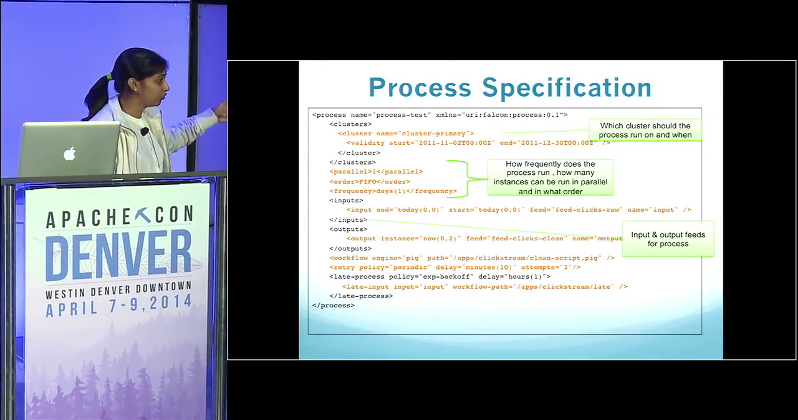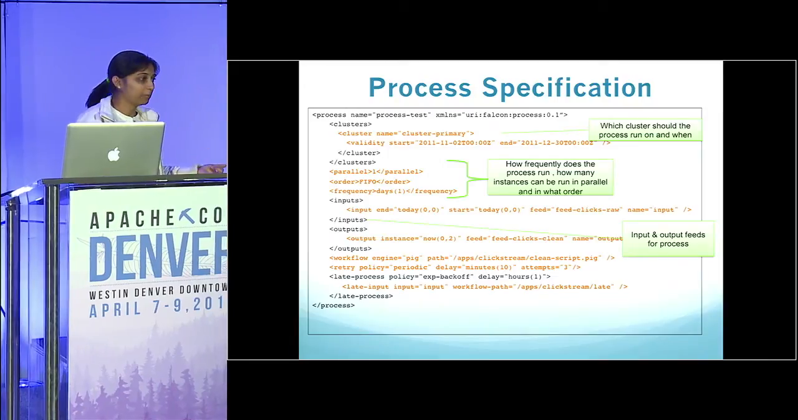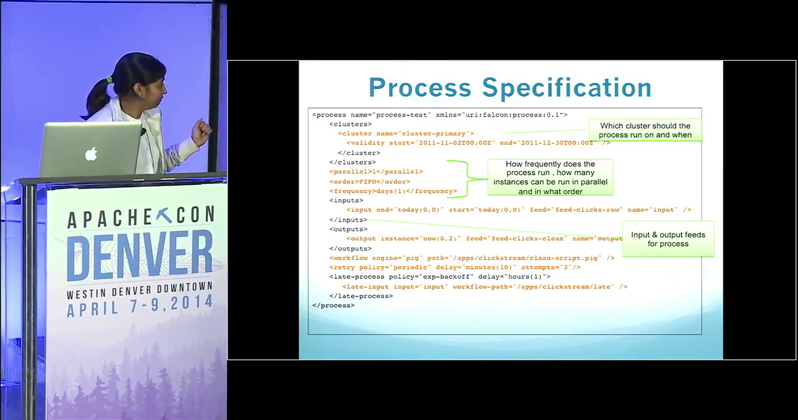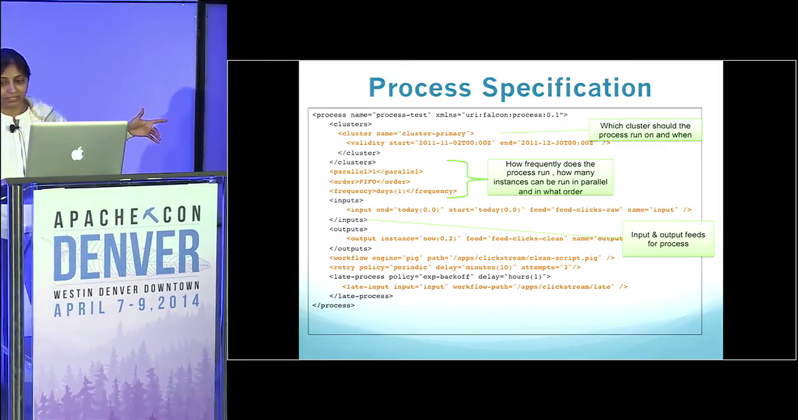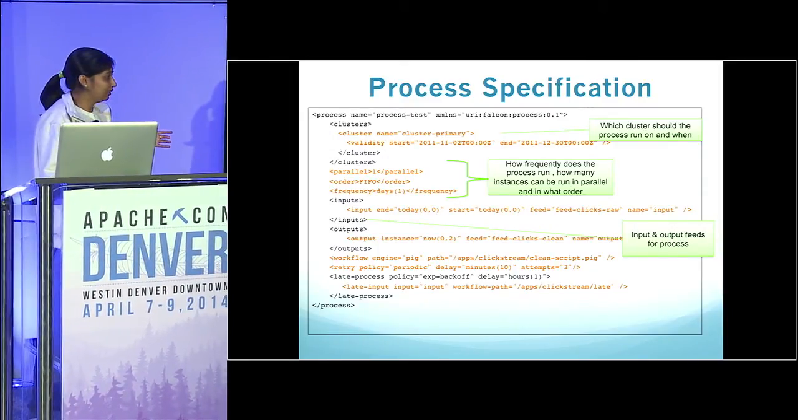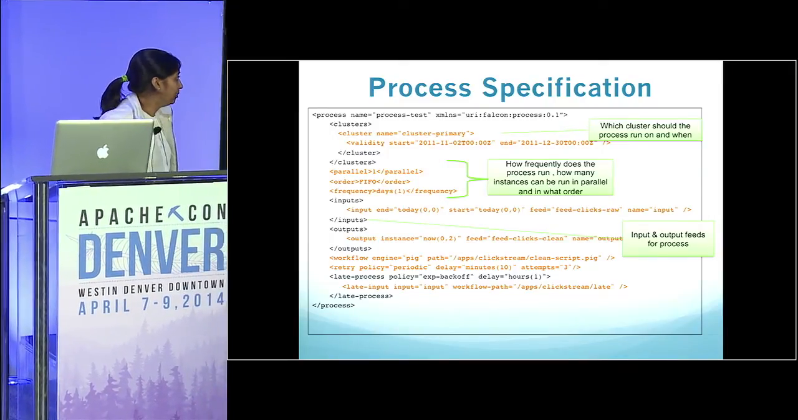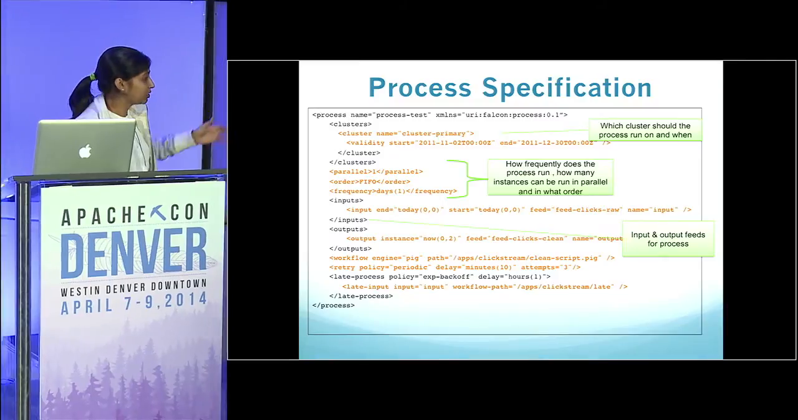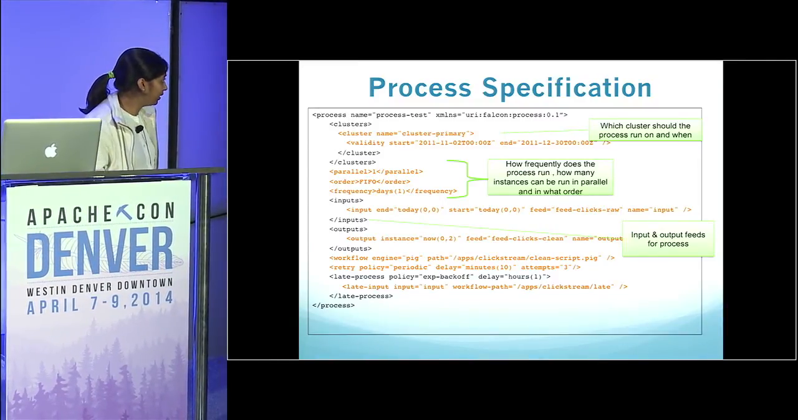Finally, you define the workflow engine, which can be either an Oozie workflow that you can specify or a Pig or a Hive script, which basically contains the processing logic for your data. And you can even specify the retry policy, which explains how you want to handle failures. Do you want to retry? How many times do you want to retry? And what is the policy with which you can retry, like a periodic or a back-off policy?